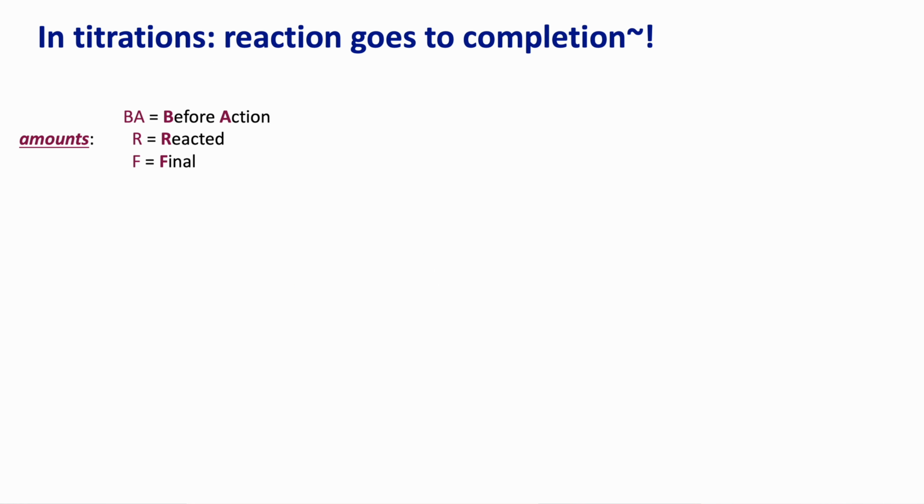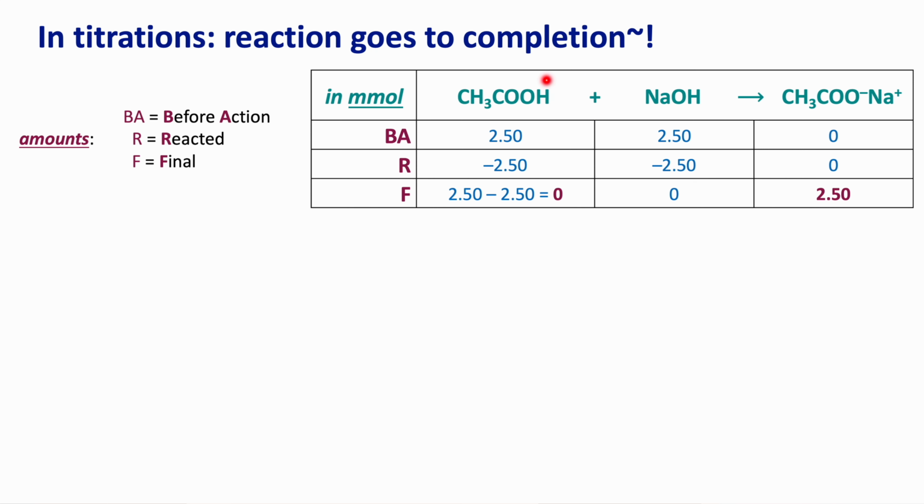First, the BARF table. Remember that it's talking about amounts: the amounts before action, amounts reacted, amounts final. Before action, what action? These two coming together to react and give you products. Before action, this is the number of moles that I have in my sample, and at the equivalence point it should be equal to the number of moles of the hydroxide ions that I'm adding. Both of them get consumed. They go to 0 at the end of the reaction, and then whatever is consumed here, according to the stoichiometry, is going to be produced.